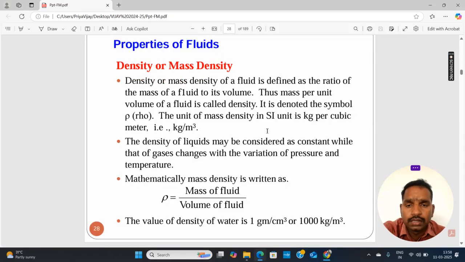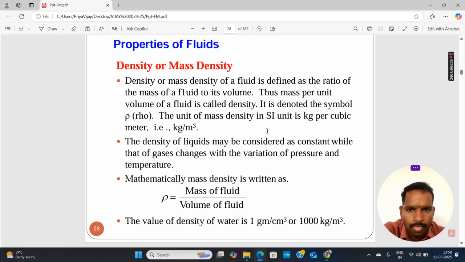These are some other properties of fluid which are mainly involved in fluids: density, then specific weight, specific gravity or relative density, then specific volume, viscosity, kinematic viscosity, then capillarity, bulk modulus, vapor pressure, then surface tension. These are all also properties of the system. We will see them one by one. First, we will see what density or mass density is all about.